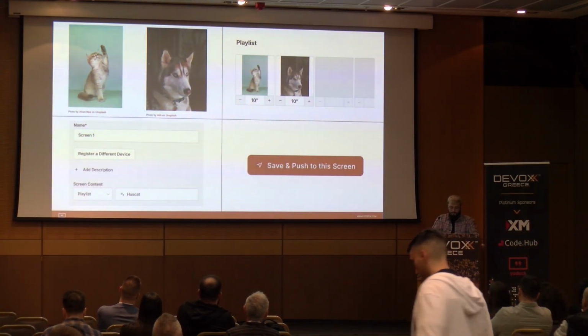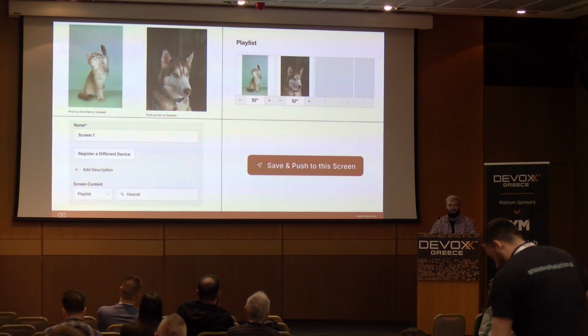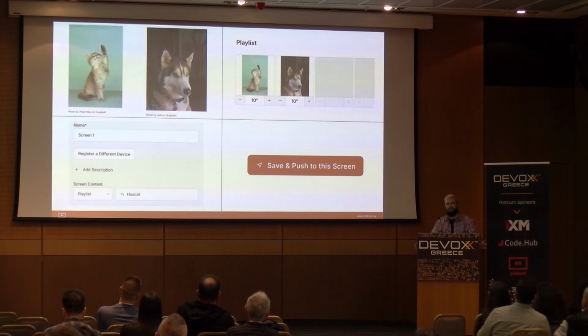So just to make it crystal clear, let's say that you want to upload 2 images and you want them to be displayed on your screen. Then you just upload the images. You add them in a playlist, since that's the way you want them to be displayed. You can select how much time each image is going to be displayed for.